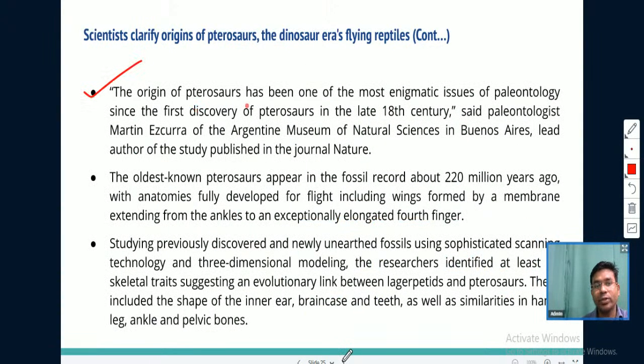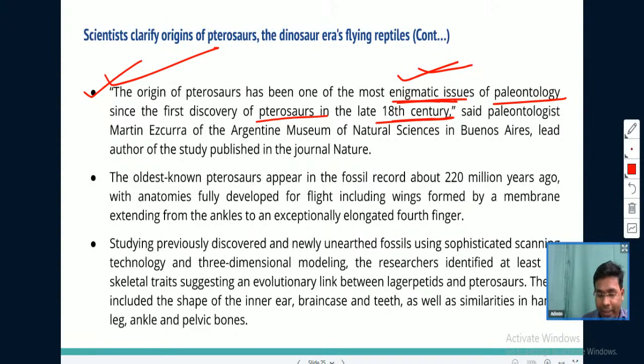The origin of pterosaurs has been one of the most enigmatic issues, one of the most complicated issues of paleontology since the first discovery of pterosaurs in the late 18th century. This was one of the statements made by a scientist. The oldest known pterosaur appears in the fossil record about 220 million years ago, with anatomies fully developed for flight, including wings formed by a membrane extending from the ankles to an exceptionally elongated fourth finger.